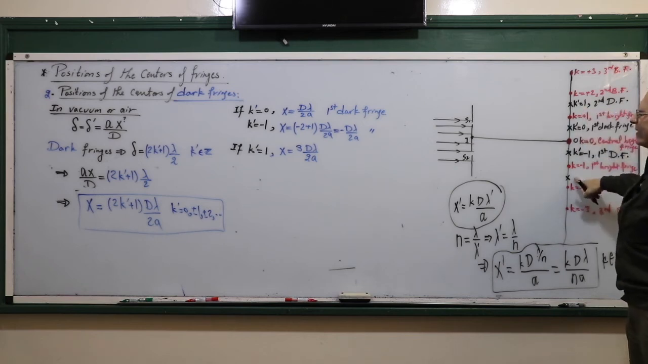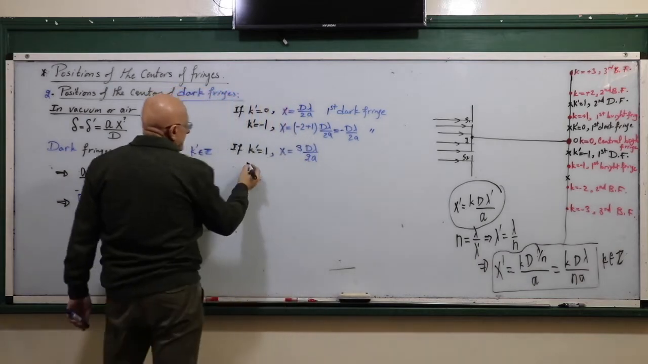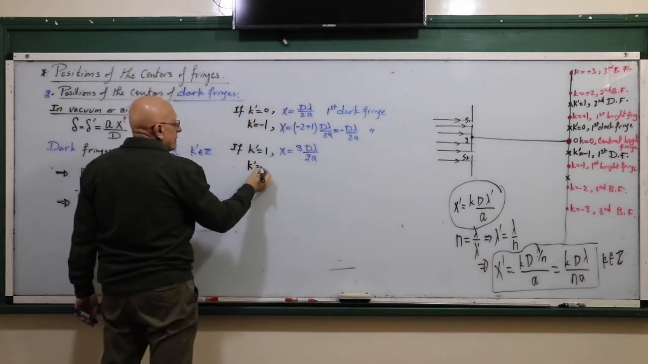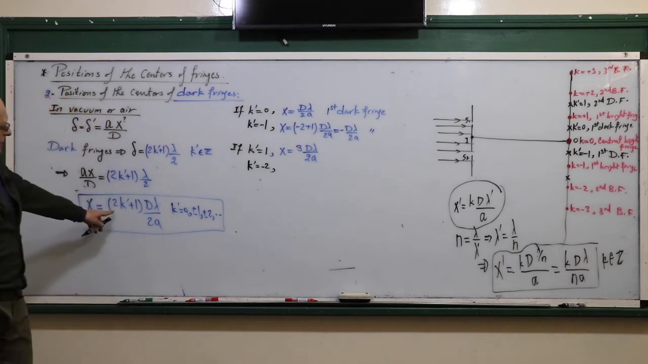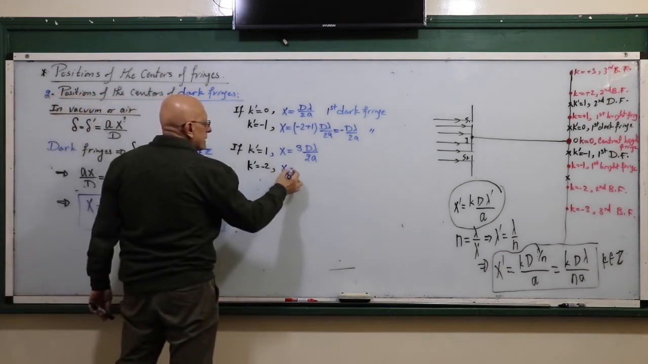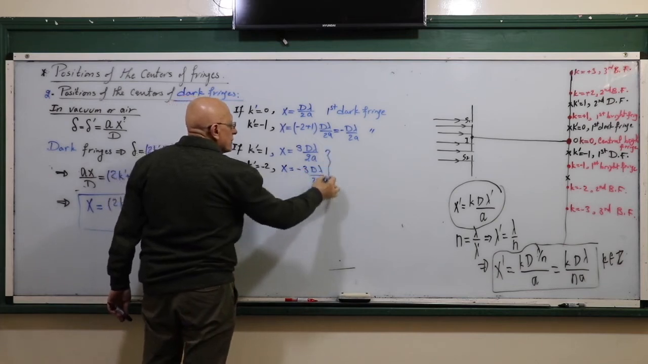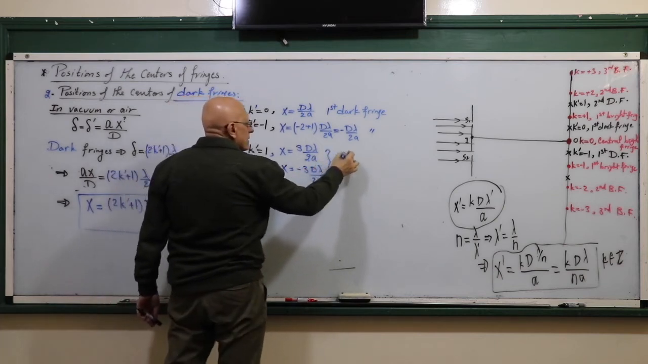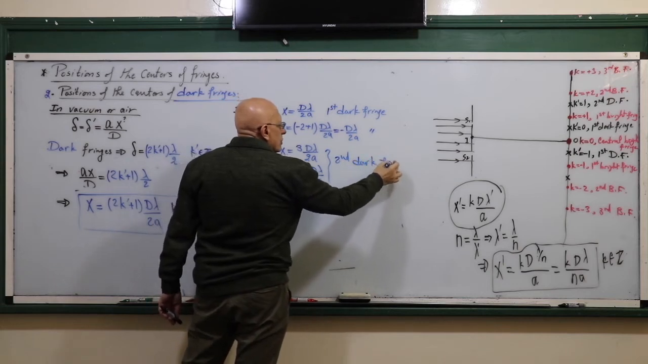Okay, what is the order of this? Let's see, I am going to put minus 2. So put minus 2, you get minus 4 plus 1, minus 3. So you get X equal minus 3 d lambda over 2A. So here you have the second dark fringe. Okay?